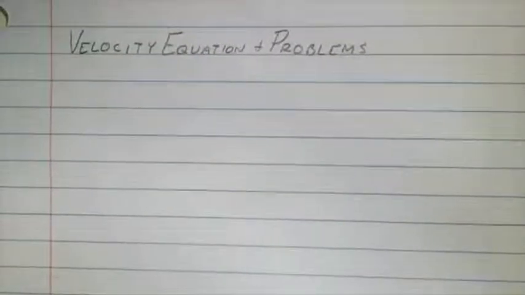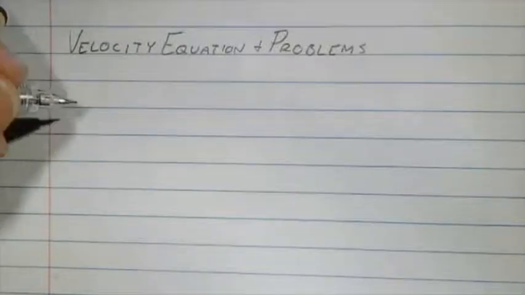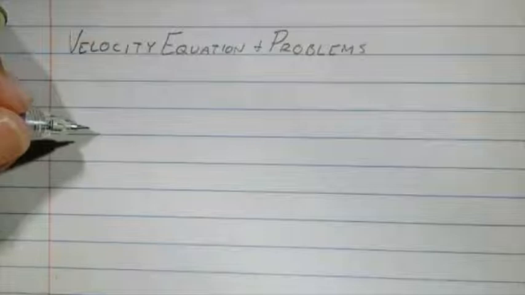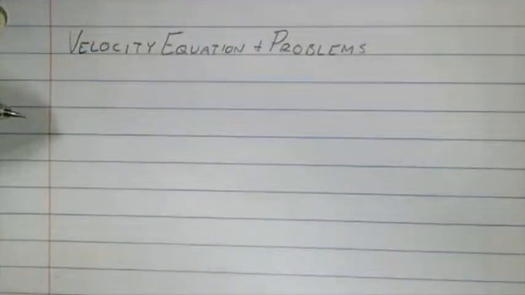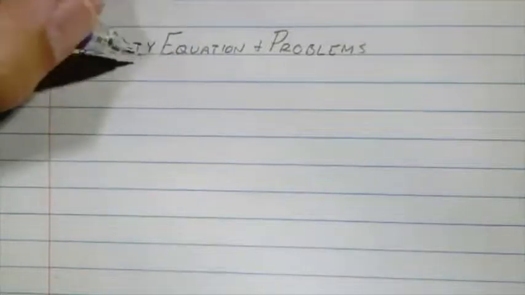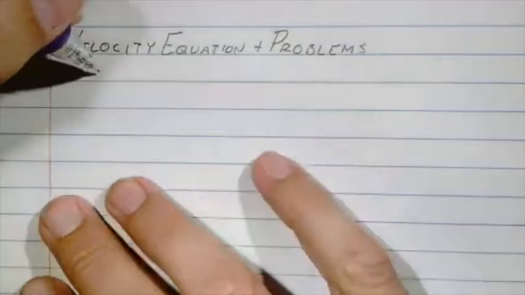In this video, I'm going to talk about the velocity equation and talk about some problems. Now, we talked in the last video about how velocity and speed are both rates of change of position. In other words, how much position changes by in a certain amount of time. And so we can make that a little more formal. In these videos, I'm referring to displacement as delta x.